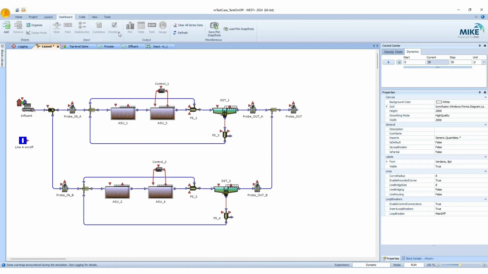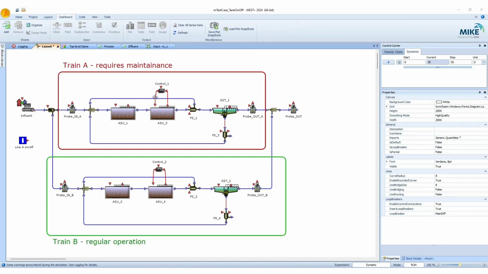What you see here is a fictitious process layout consisting of two identical trains, each comprising a two-tank activated sludge system for nitrification and denitrification, followed by a clarifier. Train A will require some maintenance and therefore will be put out of operation for a certain period of time, while train B will continue being operated regularly.